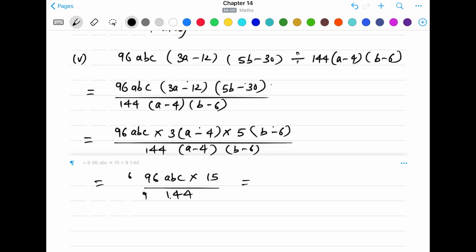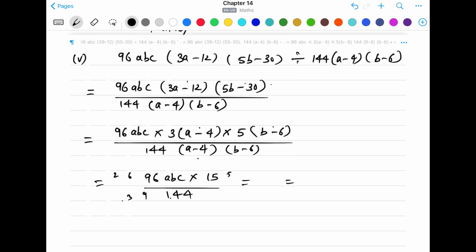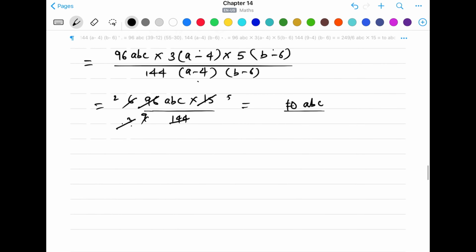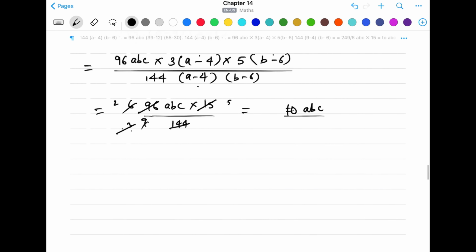Again dividing by 3 we'll get 2 here and 3 here. This 3 will give us 5 here, so this will be 10abc. Okay, this 96 when divided by 16 will give us 9 here and 6 here. Then again dividing them by 3 we'll get 3 here and 2 here. Then this 3 will give us 5 here, so this 5 into 2 is 10abc. So that's the solution of question number 3.